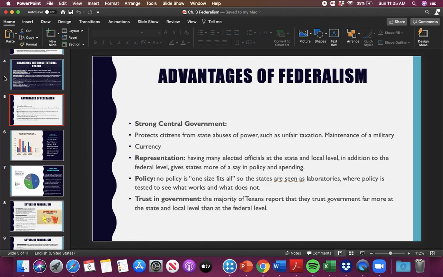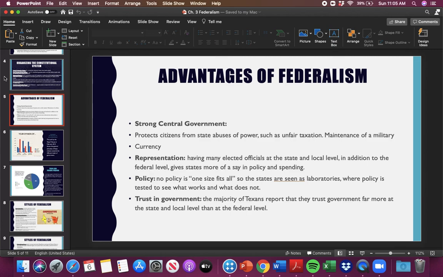So for most of our history as a country, the federal government has protected citizens from the abuses of the states. Things like unfair taxation or denial of civil rights, things like that. The federal government maintains our military, so we are protected from threats around the world, and ensures that our currency is worth something. So those are all advantages to having a strong central government.